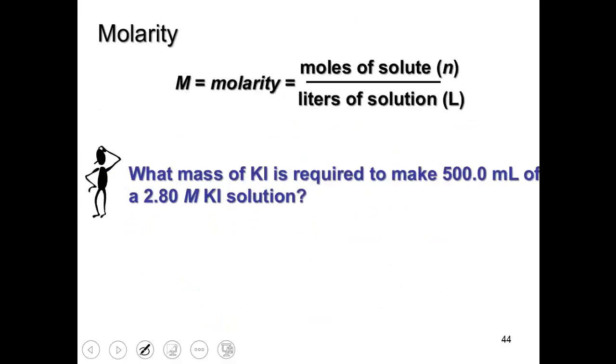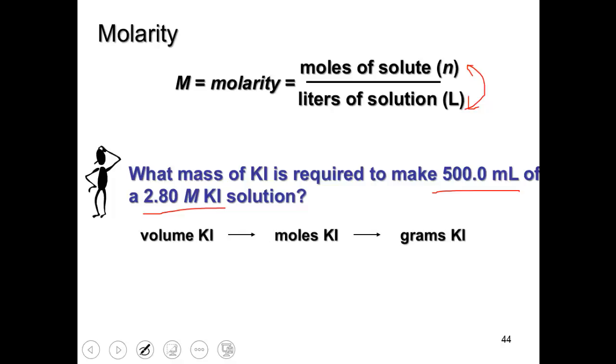Now, what mass of KI is required to make 500 mL of 2.80 molar KI? And you might say to yourself, what? You just asked me this question, lady. That's because I just asked it backwards. So you can start with this 500 mL. I wouldn't start with molarity because it has 2 units associated with it, and it's really hard to deal with. And so I would start with the 500 mL. I would say, all right, let's get rid of mL, and let's get that into liters, because I know liters are in molarity.